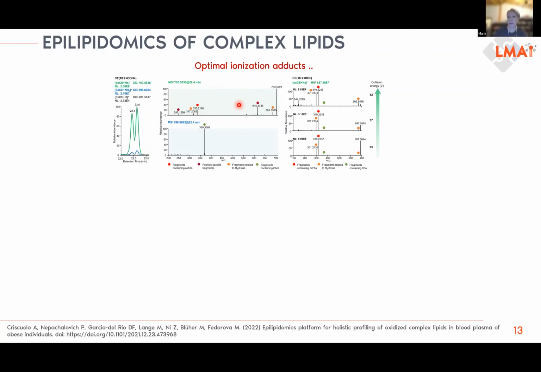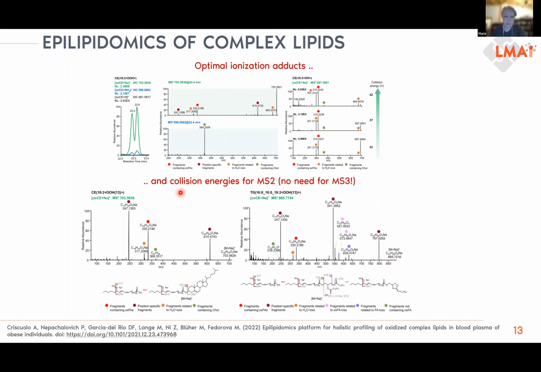Those sodiated products were more resistant to fragmentation than the ammoniated ones, so we had to work a bit on our collision energies. But on the other hand, it's also better for reducing in-source fragmentation, since they are more stable and fragment less in the source. With all those optimizations, we came up with methods where we can use just MS2 without the need for MS3. And we can get a very informative spectrum, which allows us to define the structure of oxidized cholesterol esters, oxidized TGs, and also oxidized phospholipids, but I do not show it here.